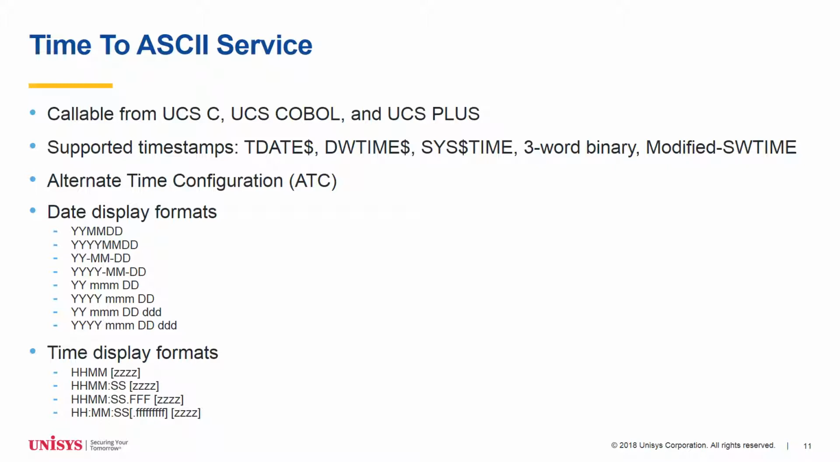You can choose to generate any of the date display, time display, or a combination of date and time display formats listed here. A time zone mnemonic is only produced when the input timestamp is SYSLIB time or modified SW time, or when the current time is requested by specifying -1. The default is local time, but UTC time can be returned for SYSLIB time, modified SW time, and -1 timestamps under certain circumstances identified in the SLIB manual.